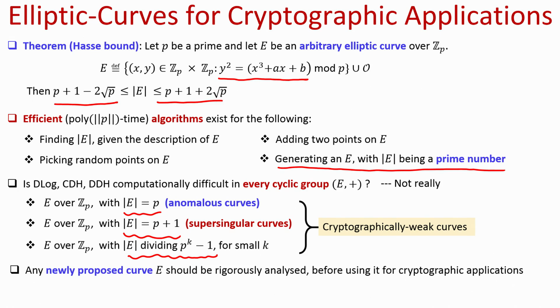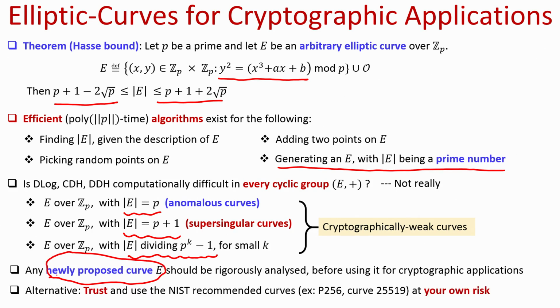That means, if tomorrow you are proposing a new elliptic curve based modulo prime, then we have to very rigorously analyze the security properties of those elliptic curves before we perform operations on them to instantiate any cryptographic primitive, for example, a Diffie-Hellman key exchange protocol. And it turns out that analyzing any newly proposed elliptic curve is a very challenging task.